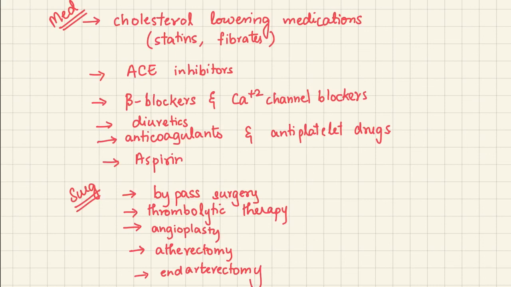We can also do angioplasty. We can do atherectomy. Atherectomy is a surgical procedure, but it is minimally invasive. What it does is put a catheter into the artery and destroy the plaque in some way by laser or by tiny blades which are rotating and stuff like that. And lastly, endarterectomy, which means that the plaque is separated from the intimal wall by some way surgically.